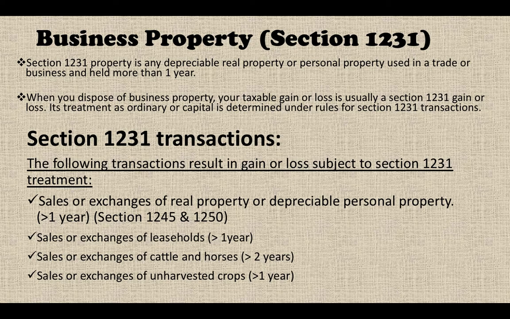Section 1231 property is any depreciable real property or personal property used in a trade or business and held more than 1 year. When you dispose of the business property, your taxable gain or loss is usually a Section 1231 gain or loss. Its treatment as ordinary or capital is determined under the rules for Section 1231 transactions.